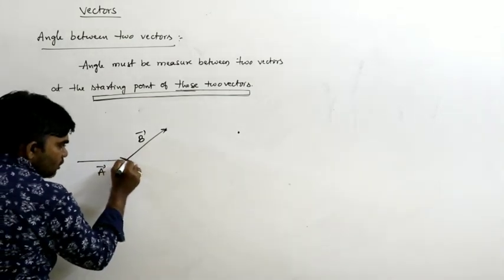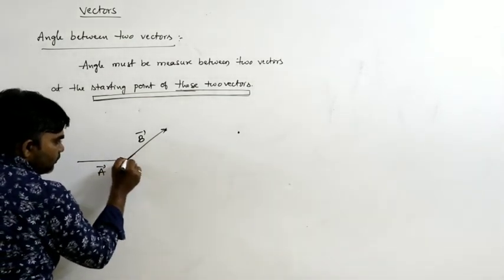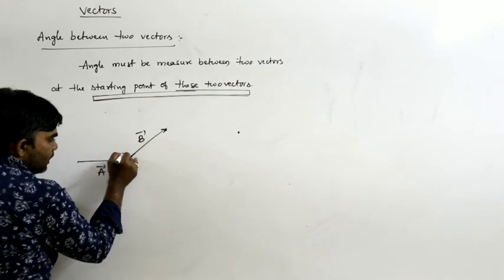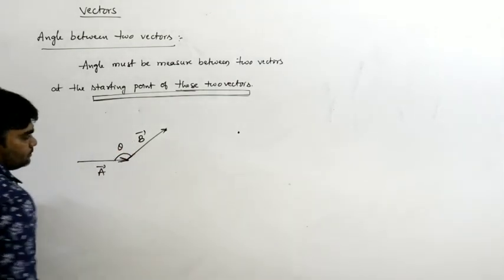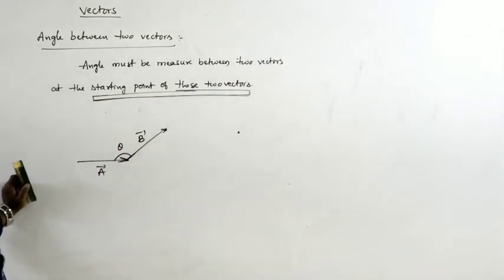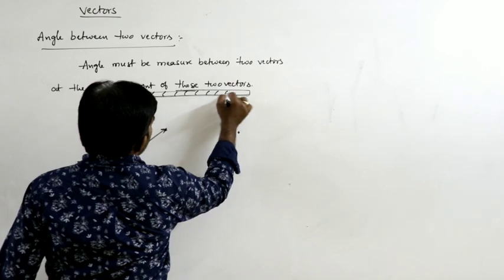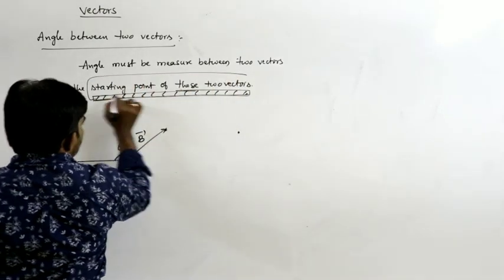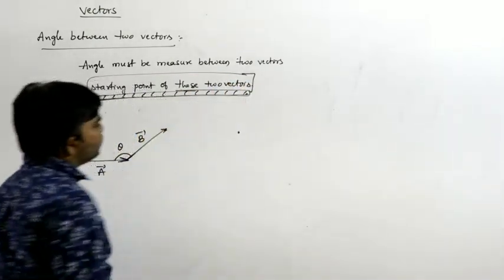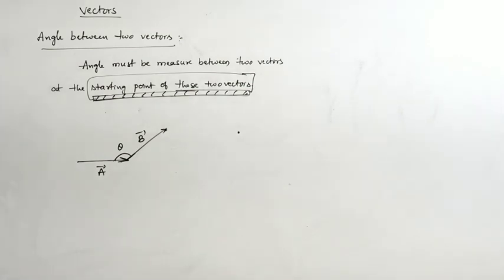So this is the starting point of the first vector. This is the ending point. Let us say this is the angle theta. That is the given value. But what is the condition? The angle must be measured between the starting points of those two vectors. This is the only condition we have to find out the angle.